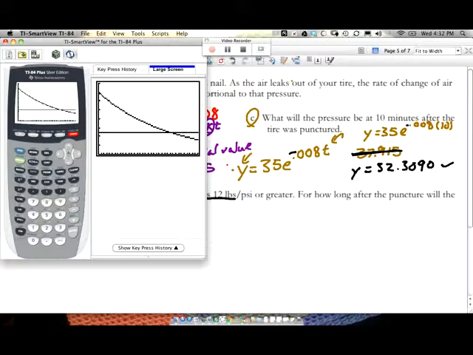Well, I can calculate that intersection. So second, calculate intersect. And it's pretty close, but let's get it really close. Here we go. Right there. That looks good. Okay, so now I hit enter 3 times, and it says at 133.8051 minutes.